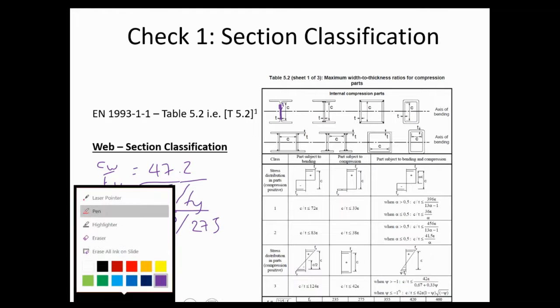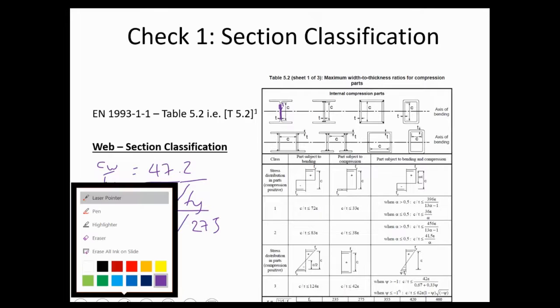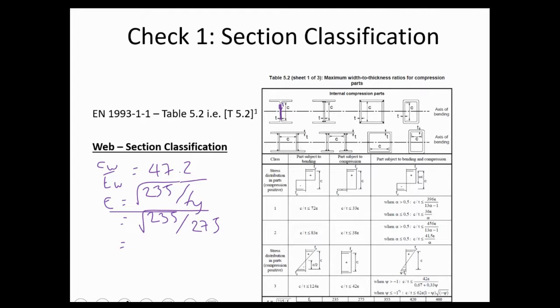And then we know from the bottom of table 5.2, when Fy is equal to 275, epsilon is equal to, you can't see it on the page there, 0.92. So that's just coming from this equation here, equal to 0.92. That's actually worked out at the bottom of table 5.2 for you.